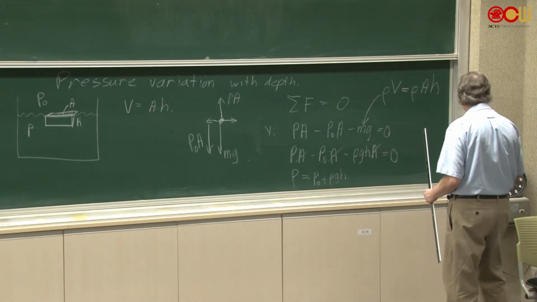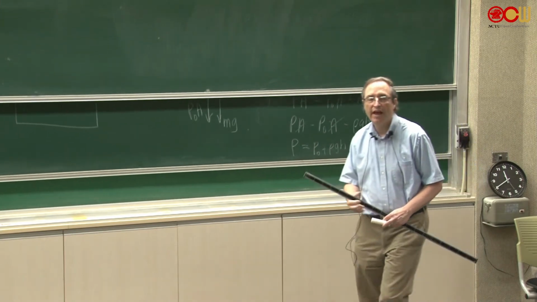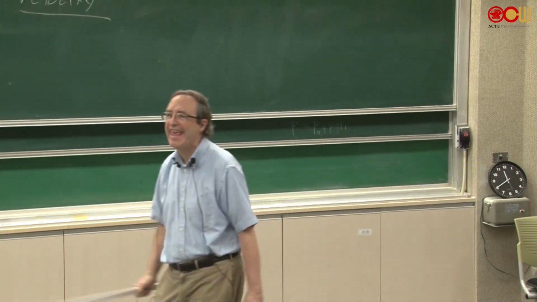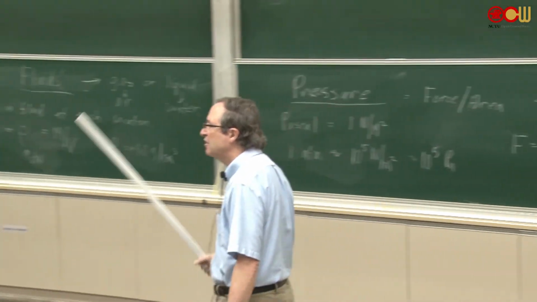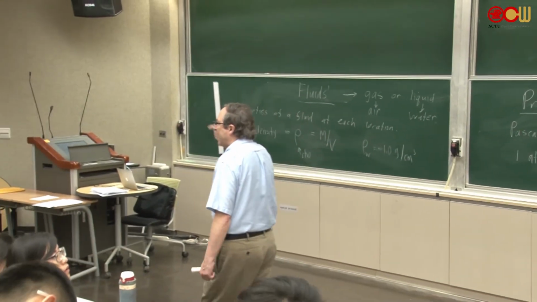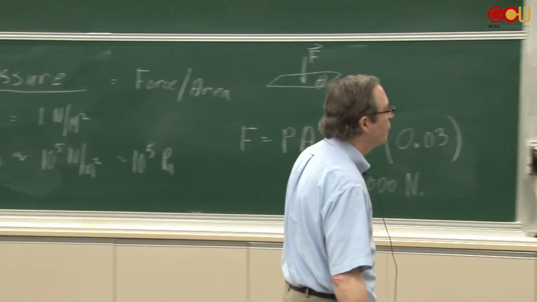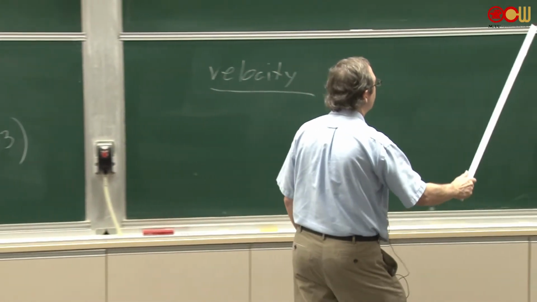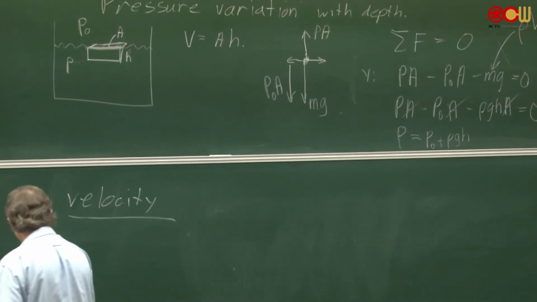All right, so we get that result. That says the pressure increases with depth. H is a positive quantity. It's saying how much you're going down. So this is how the pressure varies with depth.